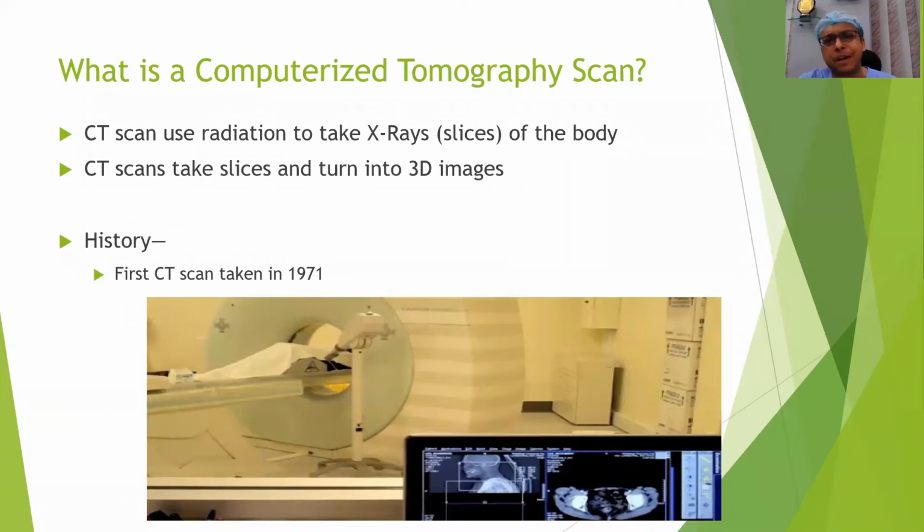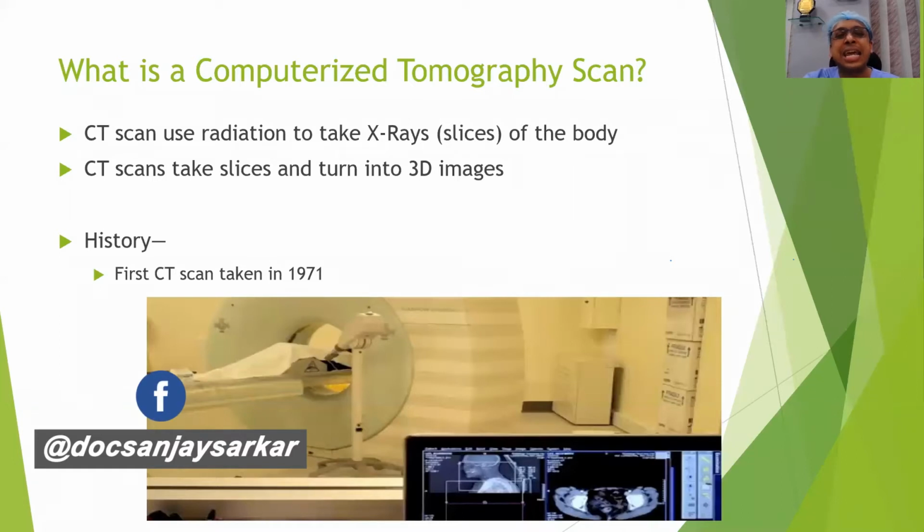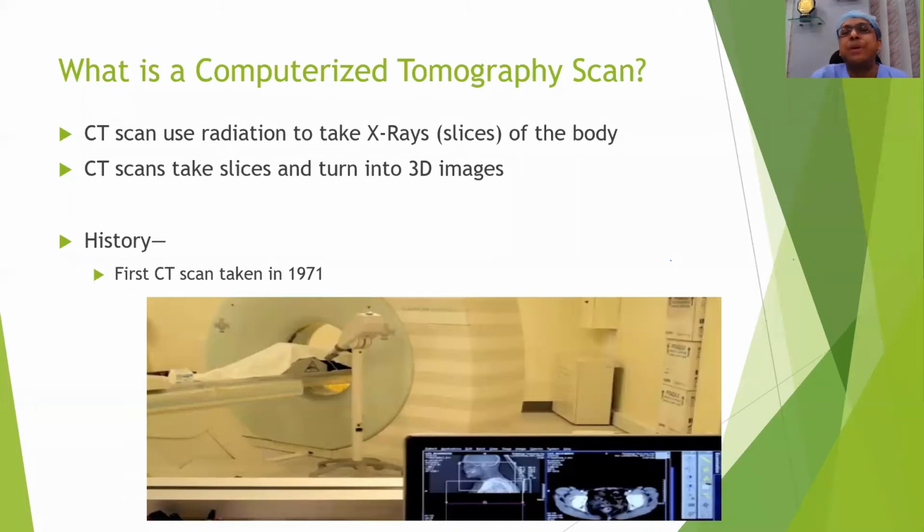Now, a little bit of history: in 1971, the first CT image was taken on a human individual, a couple of years earlier than the MR scan was launched in mass practice. So here is a very, very old CT scan, and the whole entire thing is pretty old. Nowadays, the CT scan equipment is very small and very futuristic, so to say, and it doesn't look this bad.